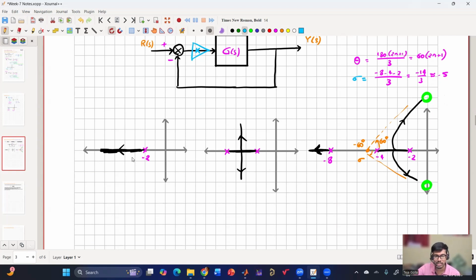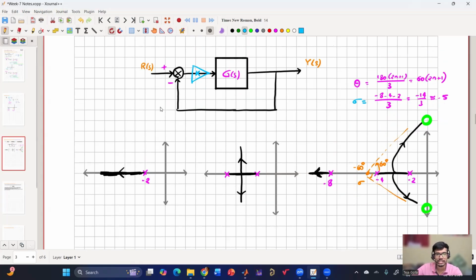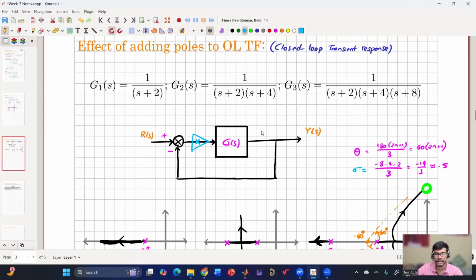Here, the system is always stable. Here also, the system is always stable. But here, the system may become unstable depending upon the gain at which this is crossing the imaginary axis. Again, this K we can calculate using the Routh-Hurwitz criterion, which we have discussed in earlier classes. So for this example, we have seen that by adding poles at different locations, the closed loop poles location can vary in a different manner, and the system may become unstable. That is the overall idea we have discussed.